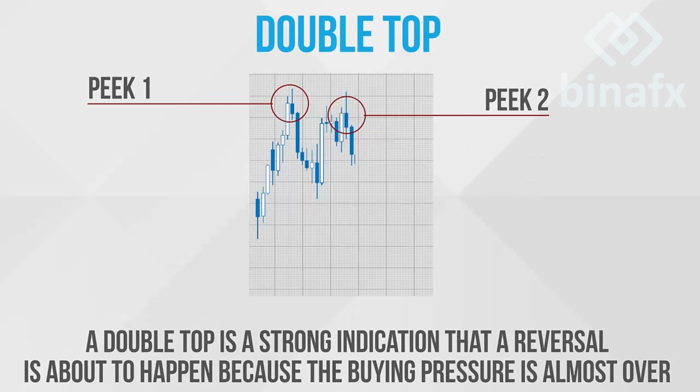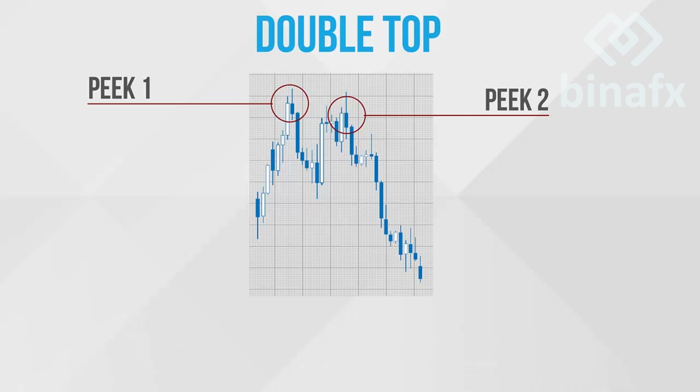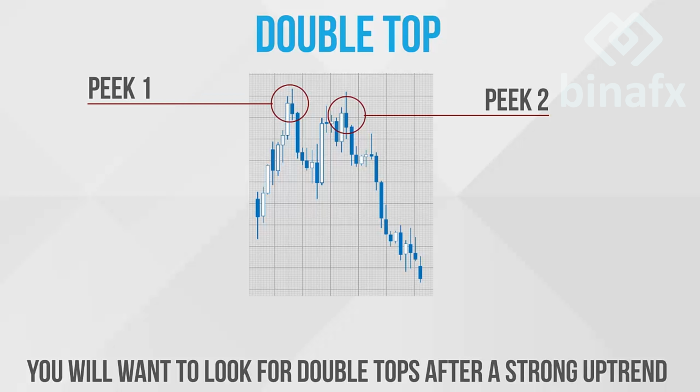A double top is a strong indication that a reversal is about to happen because the buying pressure is almost over. You will want to look for double tops after a strong uptrend.